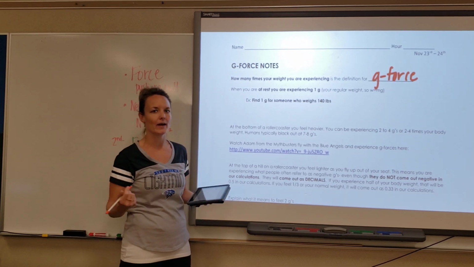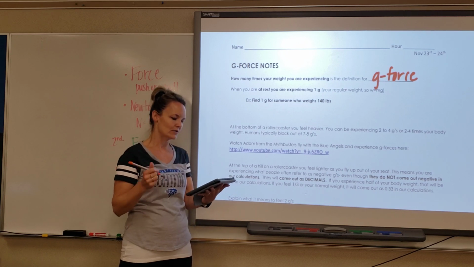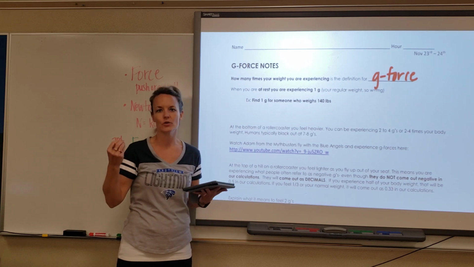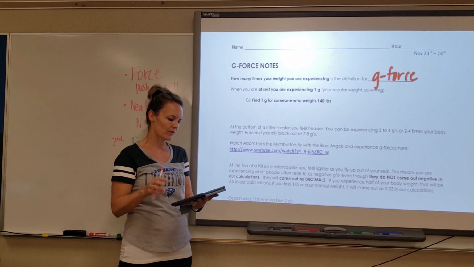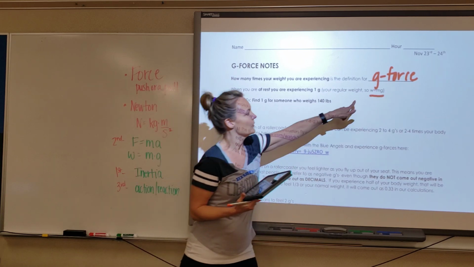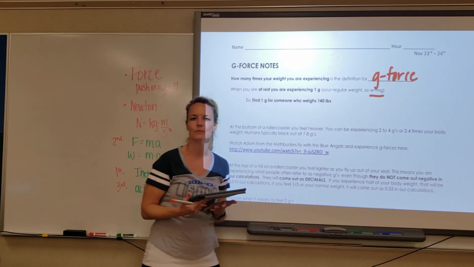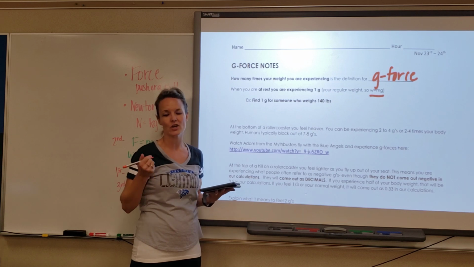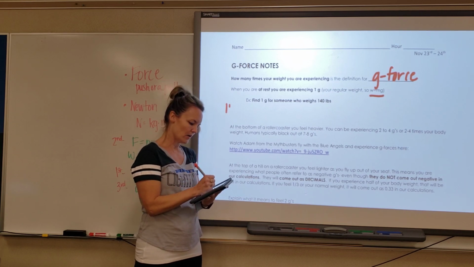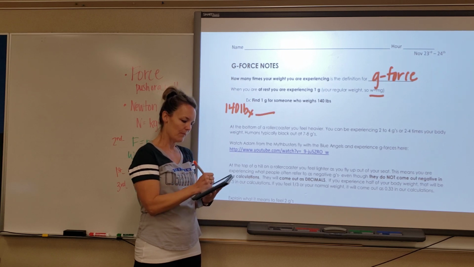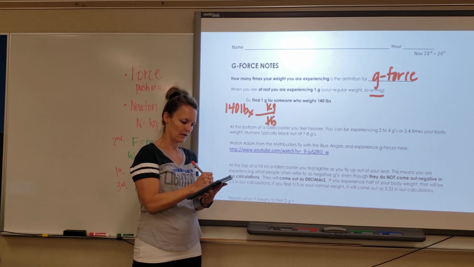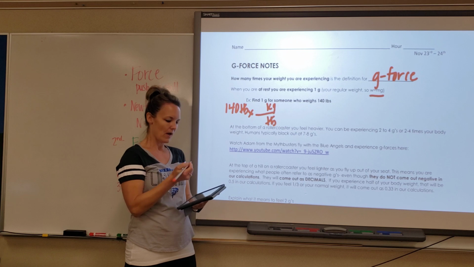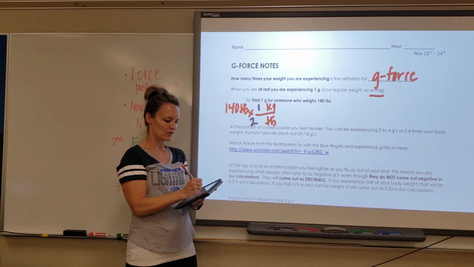So let's say you weigh 140 pounds. Okay, if you want to find what 1 G of force is for you, you just have to find your weight in newtons. So in order to find your weight, it's this equation right here. The weight is equal to your mass in kilograms times gravity, which is negative 9.8. So first thing I have to do, I have to change 140 pounds into kilograms. So 140 pounds, pounds have to go on the bottom so that they can cancel. I need to change it into kilograms. That's going to go on top. For every 1 kilogram, there's 2.2 pounds.